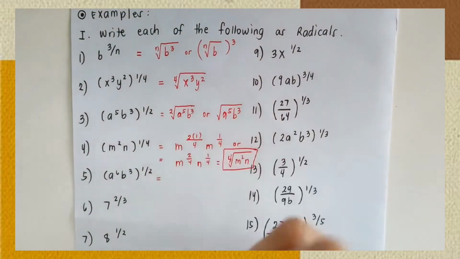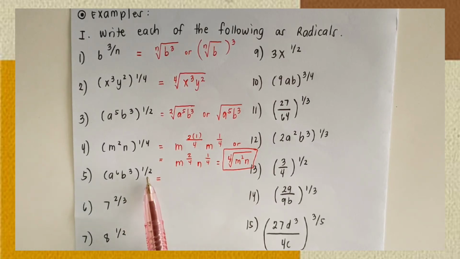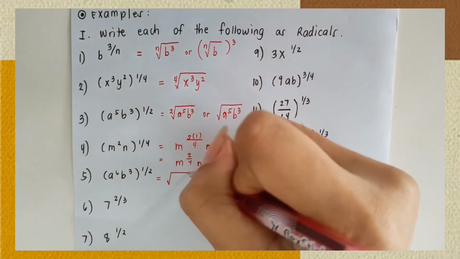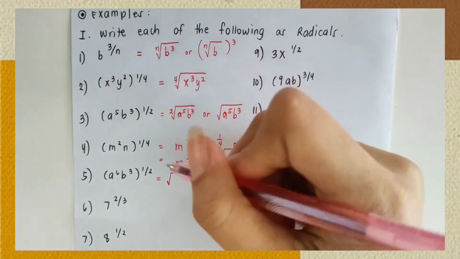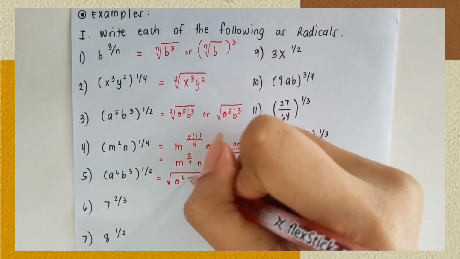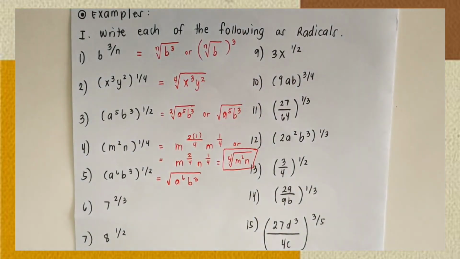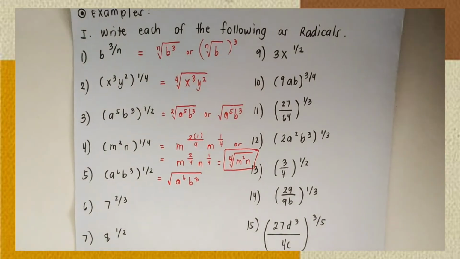Number 5. The quantity of a raised to 6, b cubed raised to 1/2. Again, the denominator is the index, and we have square root. And then a raised to 6, and then b raised to 3, or b cubed. That is our answer for number 5.